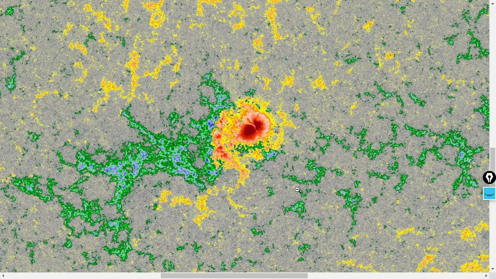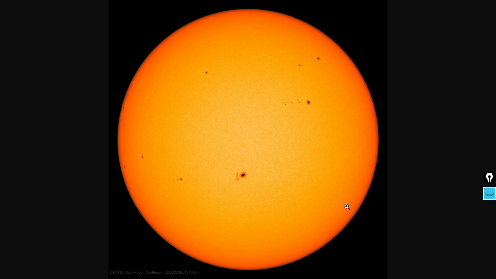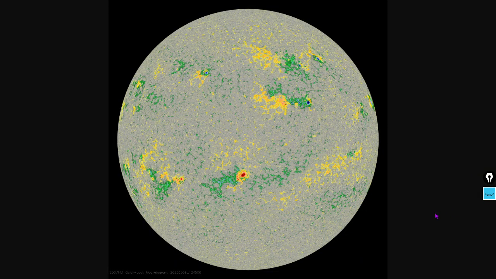you can actually see some magnetic polarization happening right inside of that light bridge. So it could be breaking down, it could be splitting in half, or it could be getting more active. Those things are a bit unpredictable.